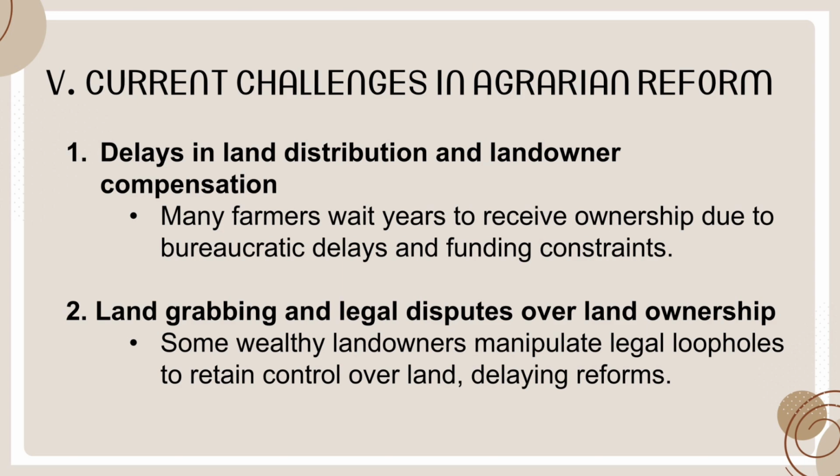So here are the current challenges in agrarian reform. First, we have the delays in land distribution and landowner compensation. Although laws exist, land distribution is often delayed because of long legal procedures, court cases filed by landowners, and slow government processes. Many farmers wait years before receiving the land awarded to them. Next is land grabbing, which happens when powerful individuals or corporations illegally take control of agricultural land or use legal loopholes to avoid land redistribution.